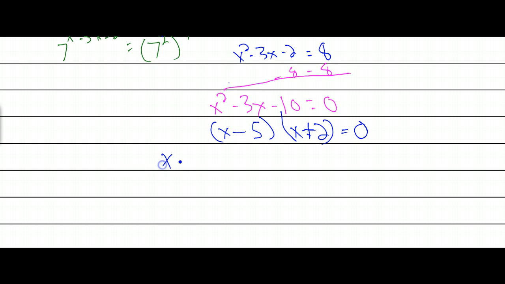So we know by the zero product property, x minus 5 is 0, so we know x is equal to 5. Or x plus 2 is equal to 0.